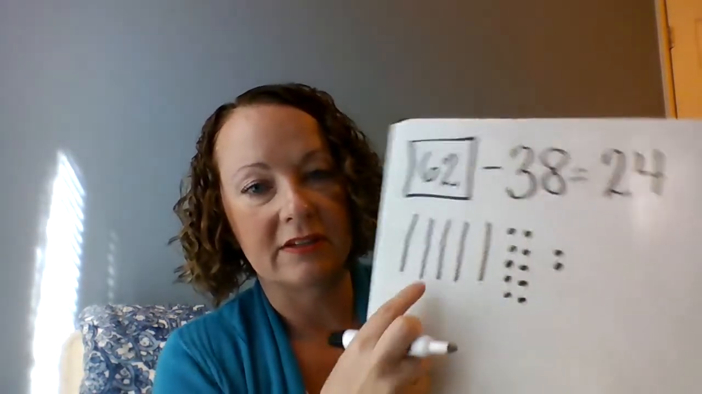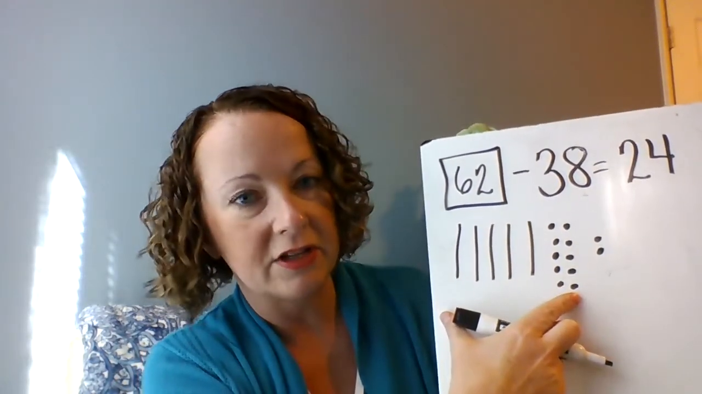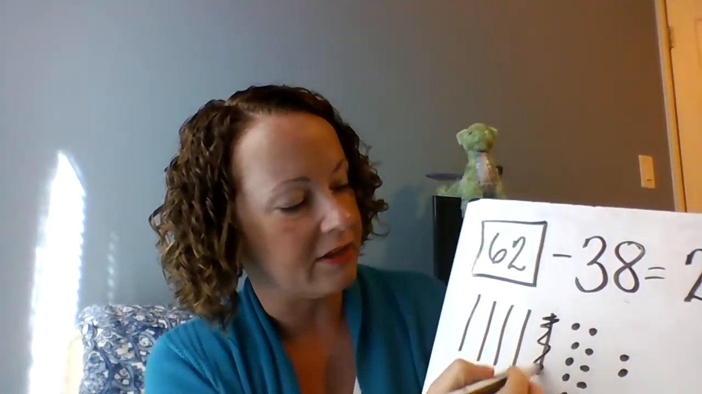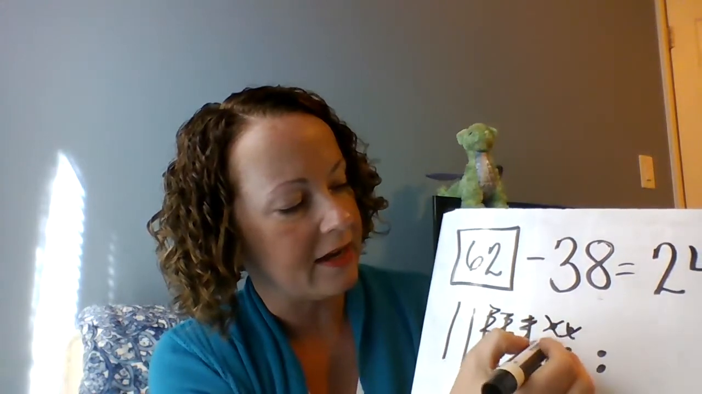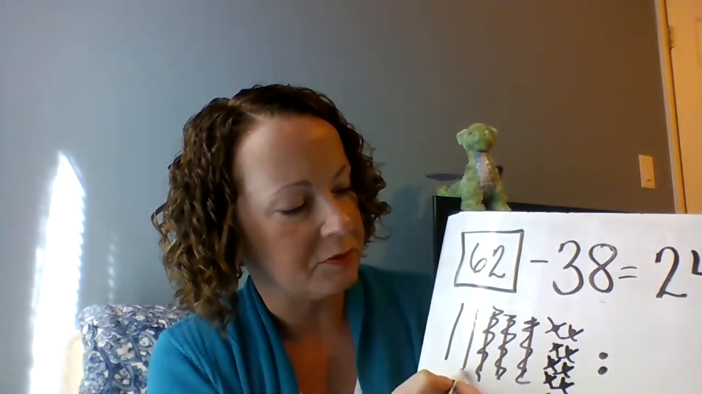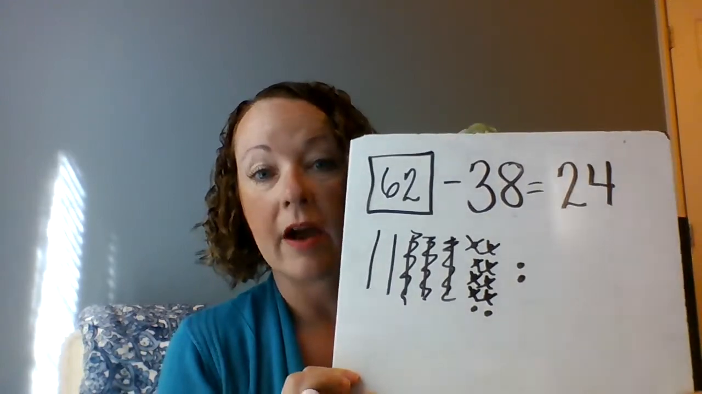And if you'll notice, I still have 62, 10, 20, 30, 40, 50. Here's another 10, that's 60, and 2. Now I can take away 30, and I can take away 8, and that leaves me with 24. So my problem is correct. I got my answer, I double checked my work, I know I'm good. Now, start unknown, that's the easy type.